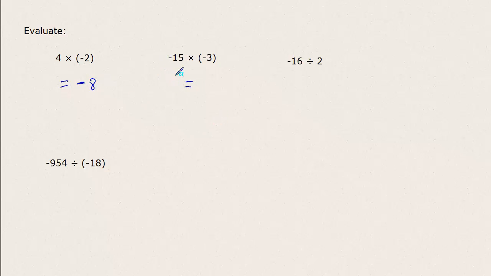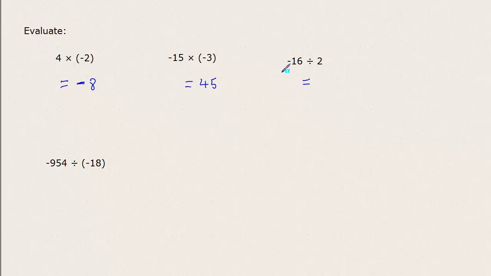Here I have a negative times a negative. Having the same sign means the result will be a positive. You can either put the positive there or just leave it. If a number doesn't have a sign, like this 2 here, then we assume that's a positive number. Then all we need to do is 15 times 3, which is 45.